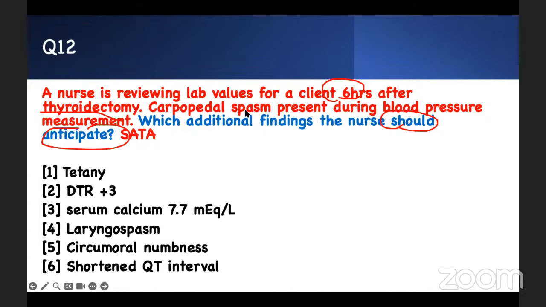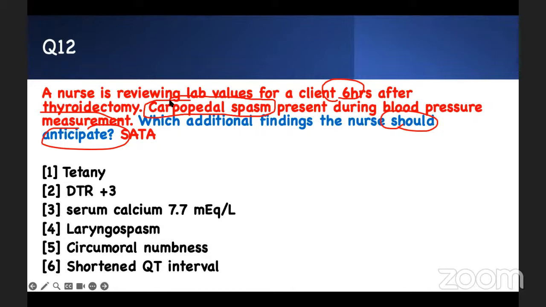Carpal pedal spasm present during blood pressure measurement. Buzzword. When they give it to you, they're giving you the answers. That's what I think personally. When they give you a buzzword, think about it like, I've given you answers. So you should look at the answers. Use this to answer the question. That's what the examiner is saying.